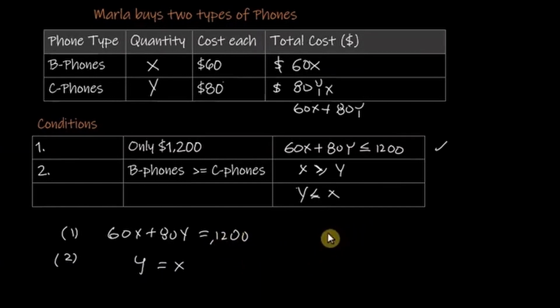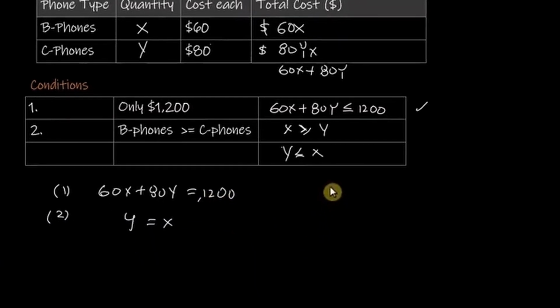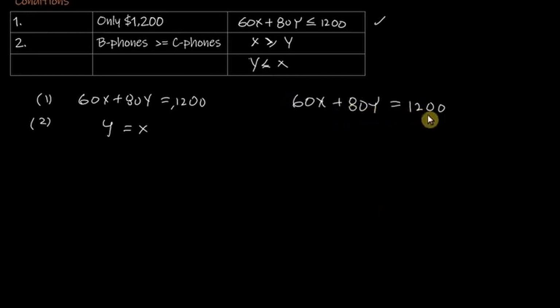So for equation 1, let's just rewrite. If 60x plus 80y is equal to 1,200, we could factor this equation and simplify it. So we divide by 10, and then we could take a further factor of 2 to get, and we now have 3x plus 4y is equal to 60.